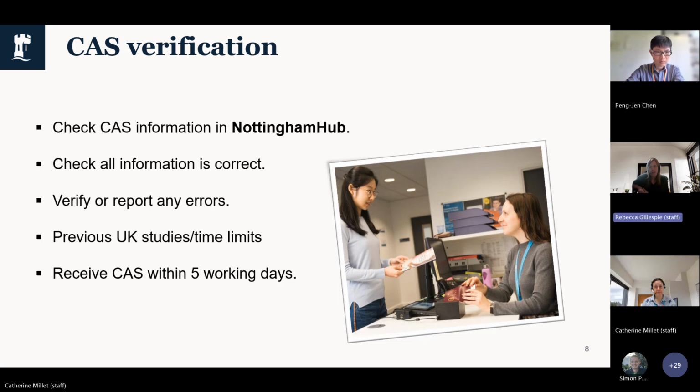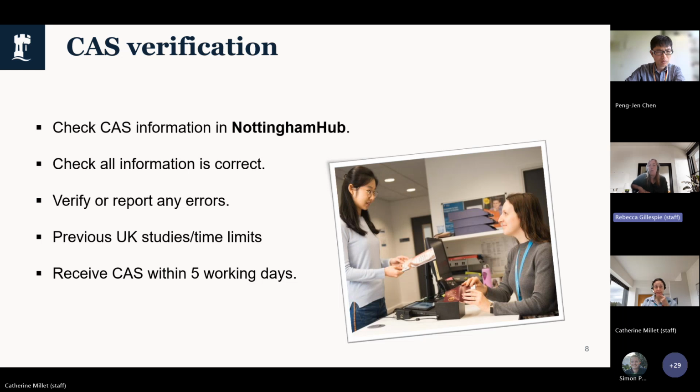CAS verification. Once you have met all the conditions of your offer and firmly accepted your unconditional offer, colleagues in admissions will begin the CAS issuing process. You will receive an email asking you to check your CAS information in your Nottingham hub. You'll be sent instructions on how to view your CAS details.